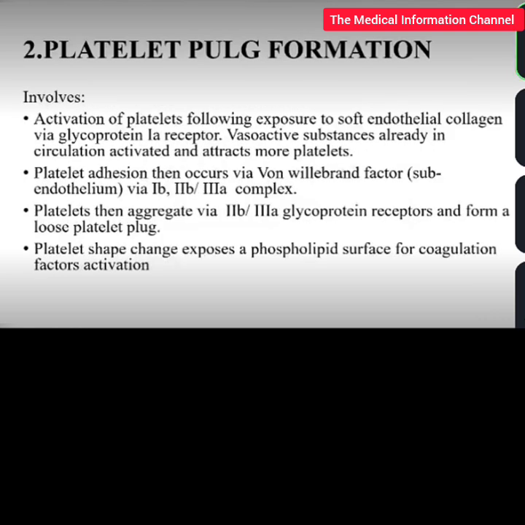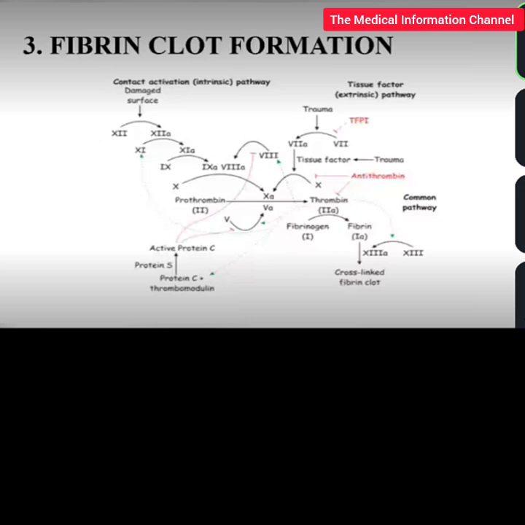For platelet plug formation, it involves the activation of platelets, platelet adhesion, and platelet aggregation. So platelets are activated once they are exposed to subendothelial collagen via the glycoprotein 1A receptor. Active substances which are already present in the circulation will now activate and attract more platelets. And platelets are adhered via von Willebrand factor with the 1B, 2B, and 3A complex. Then they now aggregate to form a loose platelet plug, and they also undergo shape changes, which now exposes the phospholipid surface for coagulation, which will now cause more activation of more platelets.